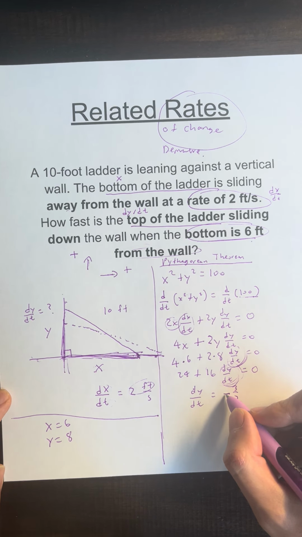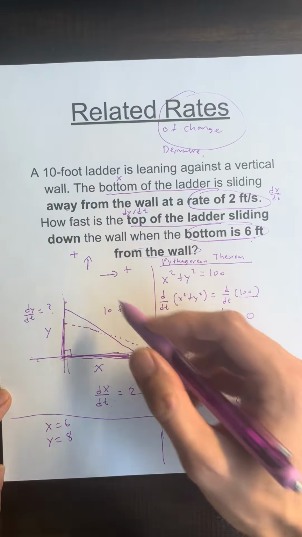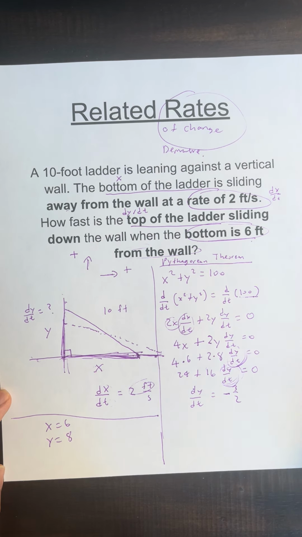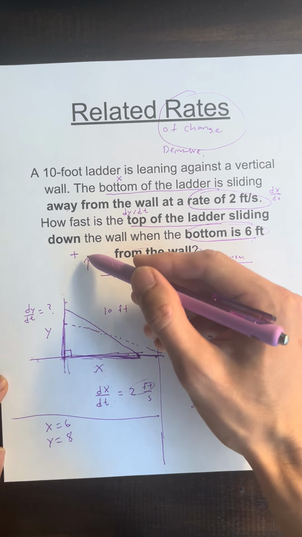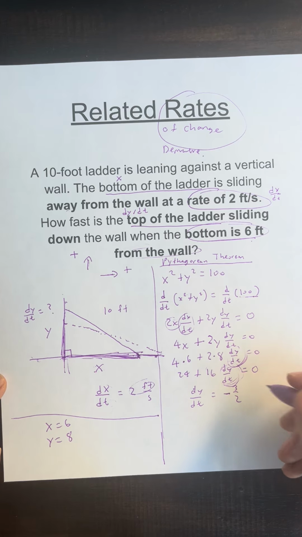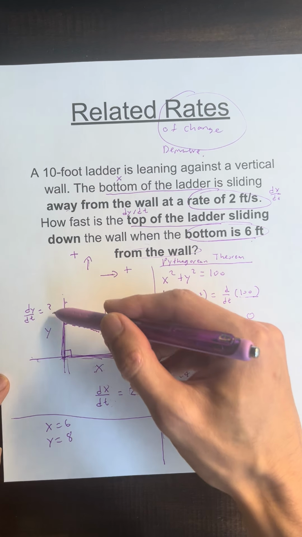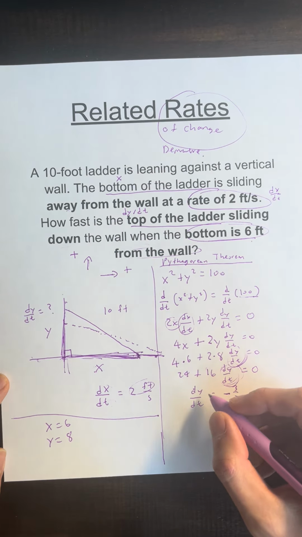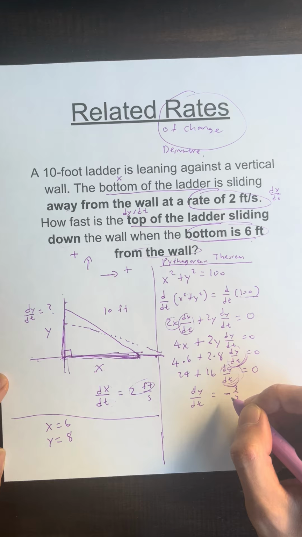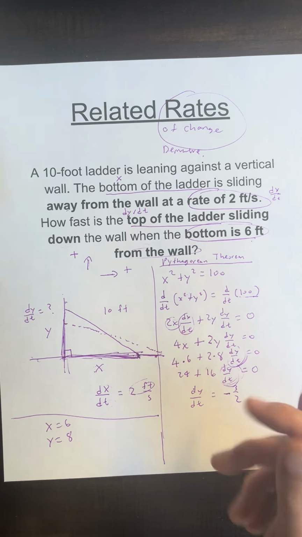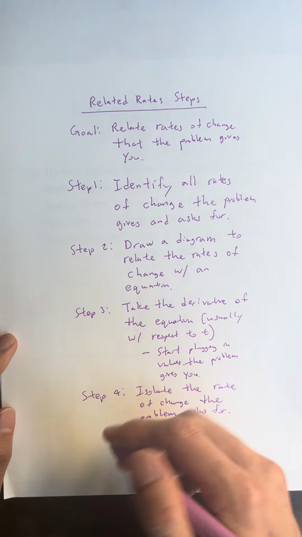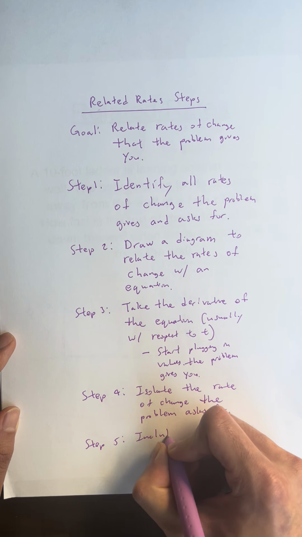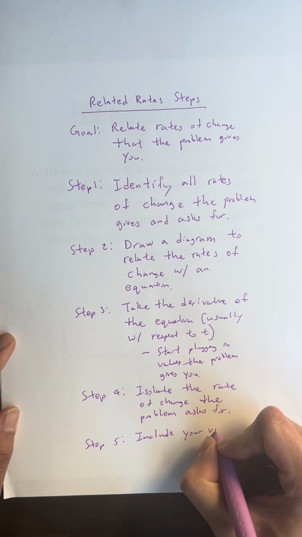But if it's negative 3/2, then in what direction are we moving for y? Going up is positive. If we have a negative, we would be sliding down, and dy dt would be 3/2. We're not finished with this problem yet. Step 5 is to include your units.